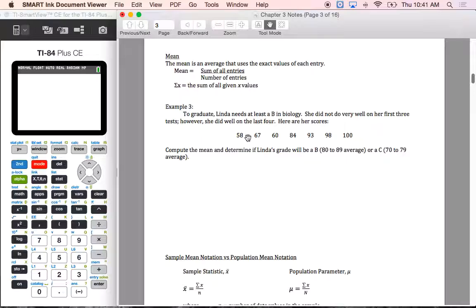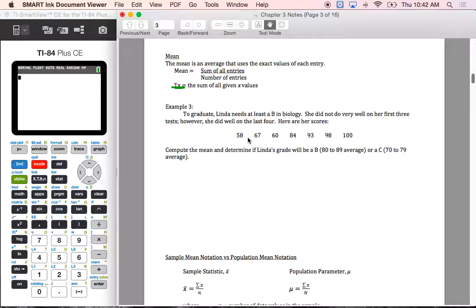Next we have mean. Mean is the average, and it uses exact values of each entry. So what you do is add up all the numbers and divide by the number of numbers. Now you might see this little notation here. That's a sigma x. That means the sum. So if you see that listed anywhere, it's just saying the sum of all your values.